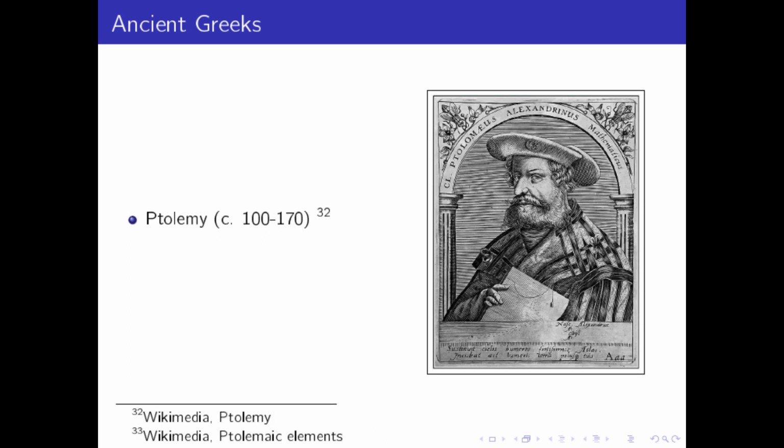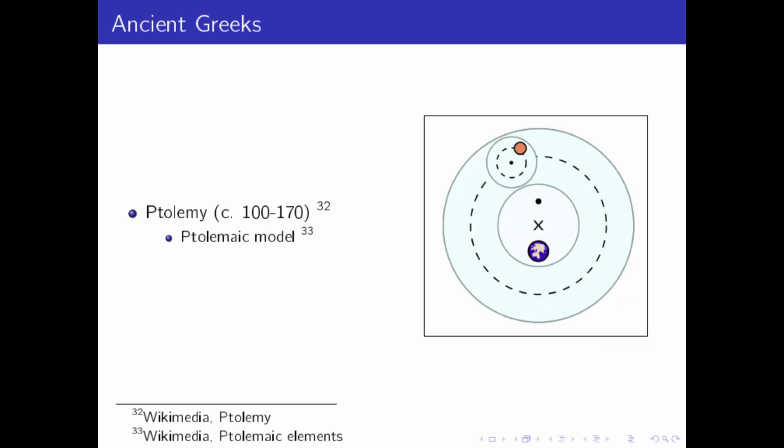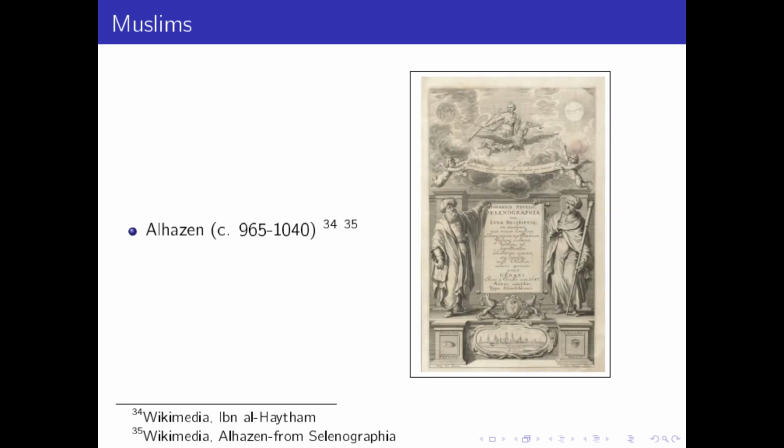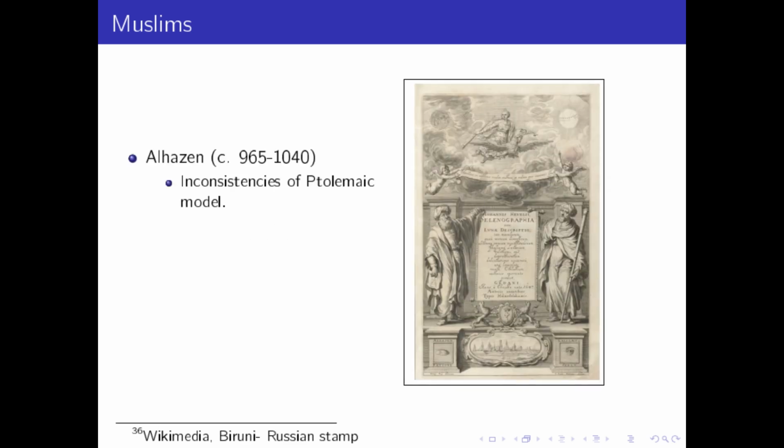Ptolemy wrote a new model for the rotations of the celestial objects. In his model, the center is not the Earth, but a point between the Sun and the Earth. Alhazen showed inconsistencies in the Ptolemaic model. This picture is from Hevelius' Selenographia, and it shows Alhazen together with Galileo. Alhazen is shown on the left, and he represents reasoning, and Galileo represents observational or experimental evidence with his telescope.